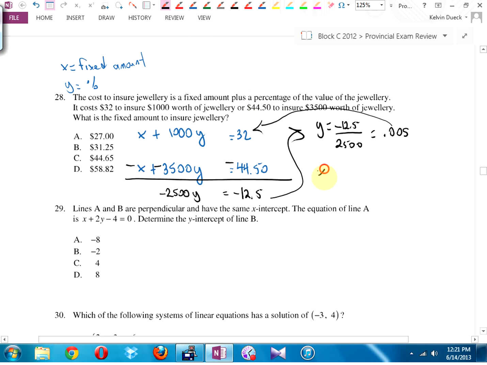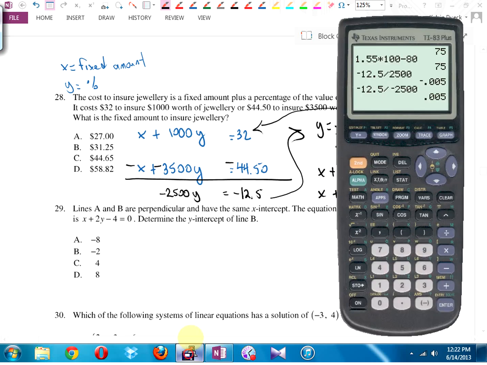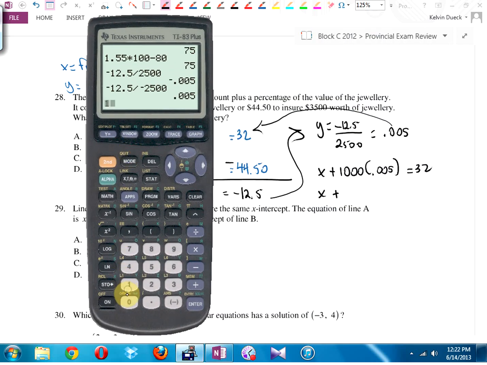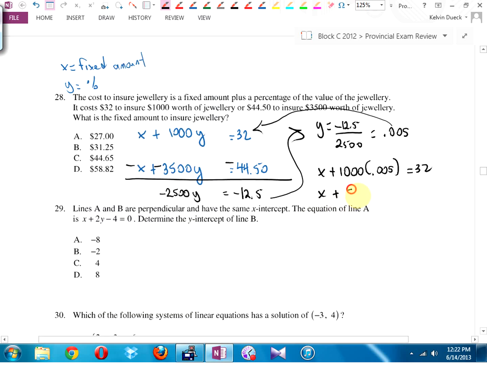And I'll get x plus 1,000 times 0.005. Apparently that equals 32. I get x plus, what is 1,000 times 0.005? 5. Oh, really? What plus 5 works out to 32 in your head? 27. 27? Ta-da!